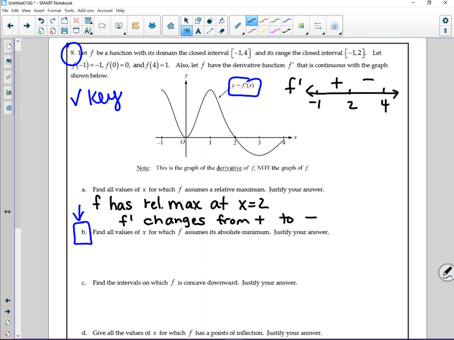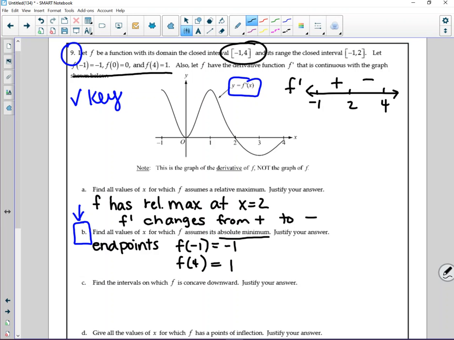Now, absolute minimum. Absolute minimum, we need critical values and endpoints, but we also need f function values. So, endpoints. The closed interval for the domain is -1, 4. So I need f of -1, f of 4, which is in my description. They tell me f of -1 is -1, and f of 4 is 1. Critical value, f of 2.